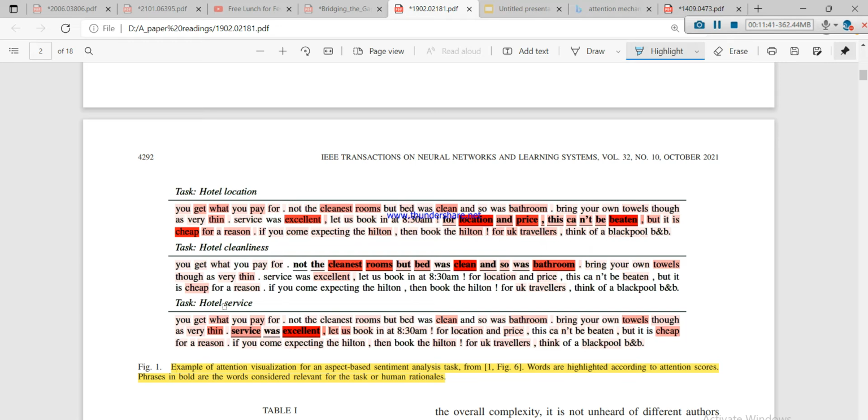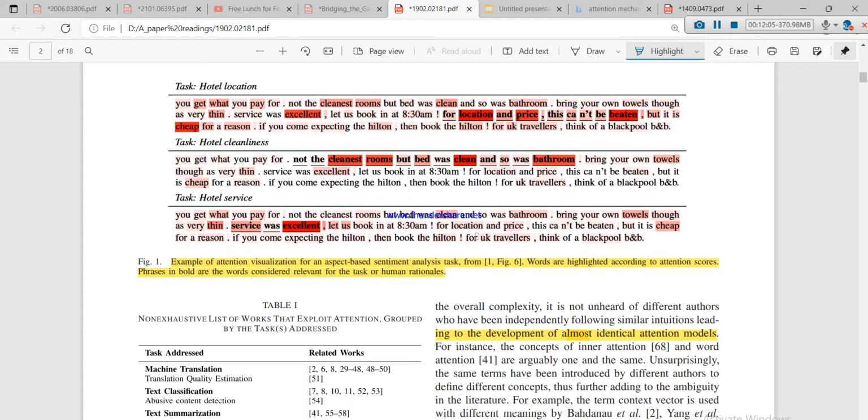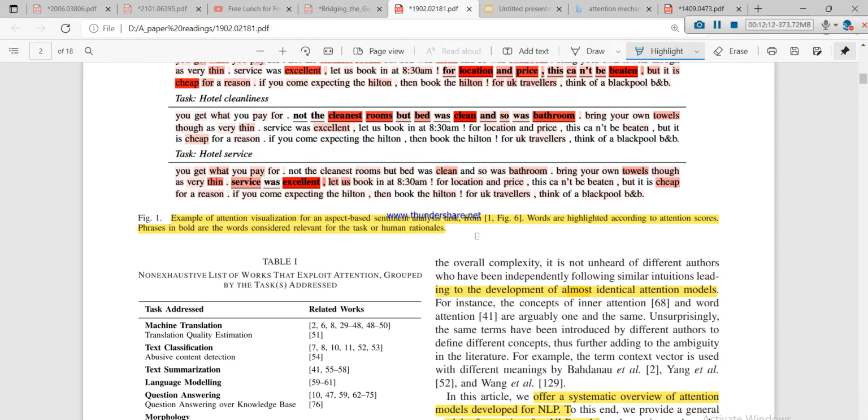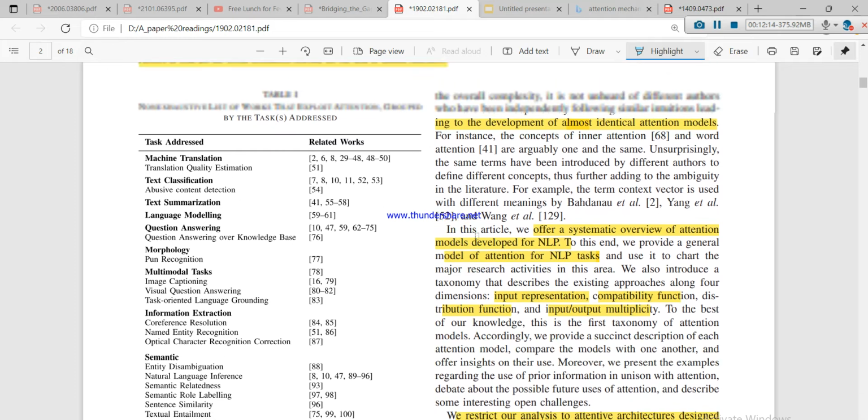Here also, hotel cleanliness means cleanest room, bed, clean bathroom. This context is about hotel cleanness. And hotel services means the service is excellent. So these keywords are more important to show that this is in the context of a hotel, whether it is the context of hotel location, cleanliness, or whether the sentence or phrase is in the context of hotel services.